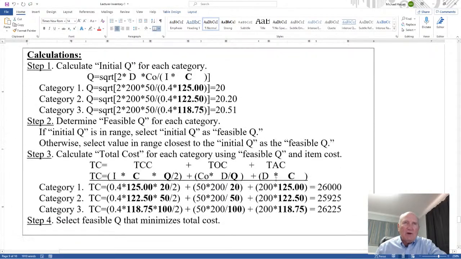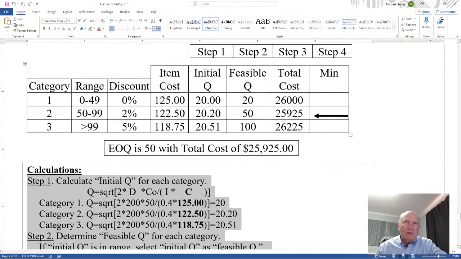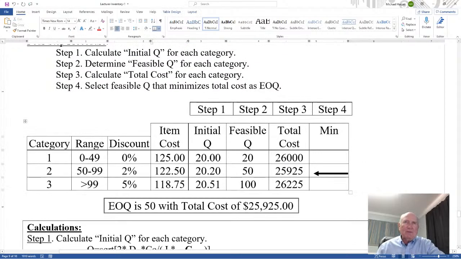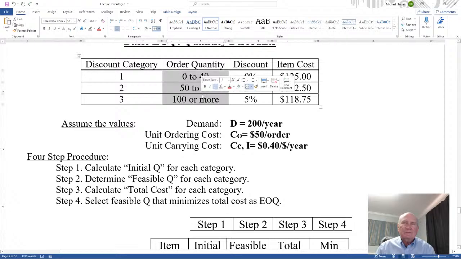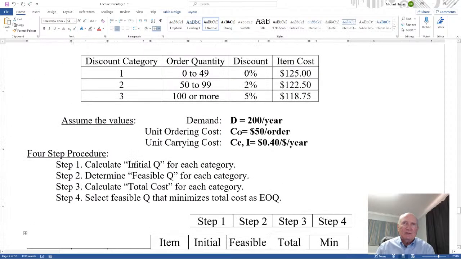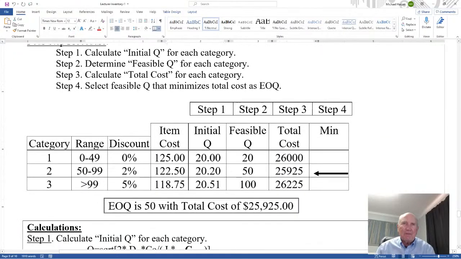But down here are all the calculations for step 1, step 2, 3, and 4. Here are all the calculations and determinations that go into the values in this table. Okay, first, let's bring the range down. Here's the ranges. Order quantities, there's my range for those quantities. There's the discounts, and these are the item cost. So those 3 columns I just copied. I copied these down to here. And there they are.